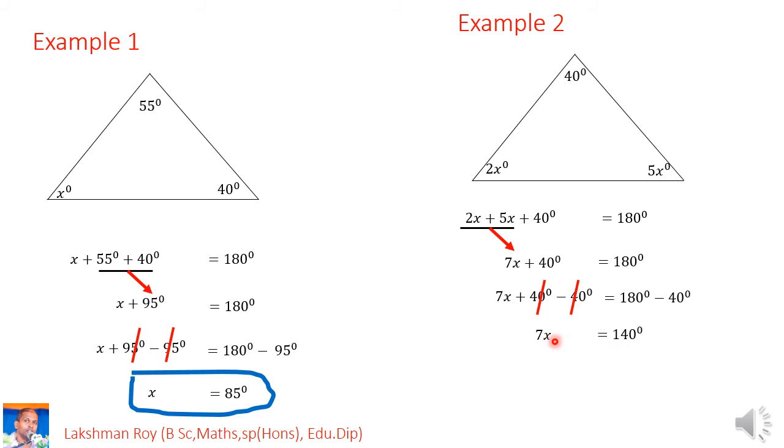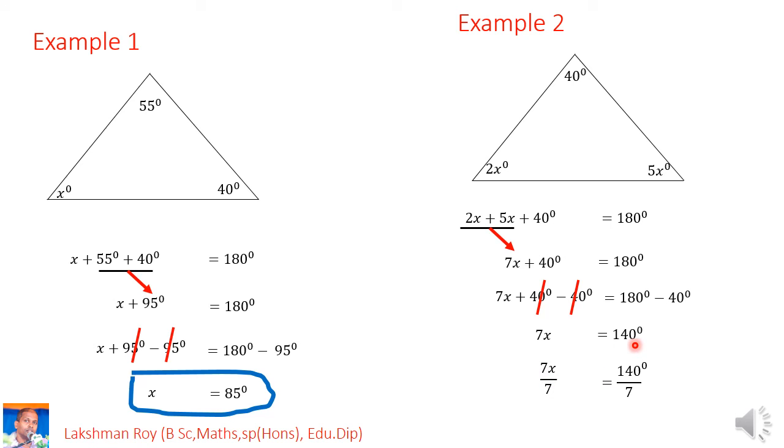Now what happened to x? You can see what is the mathematical operation between 7 and x? That is multiplication. That means x multiplied by 7. Now how to remove 7? If x is multiplied by 7, you have to divide by 7. That means 7x should be divided by 7.